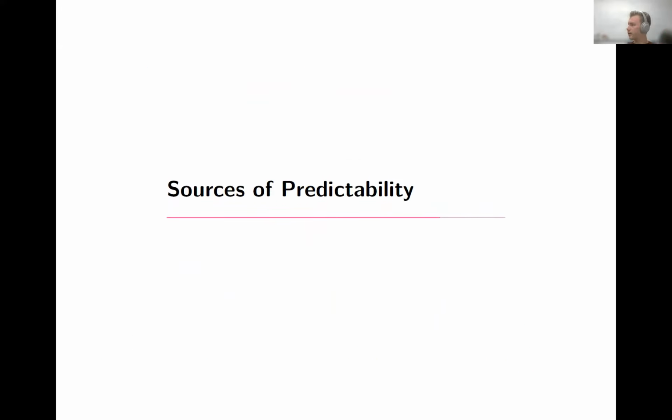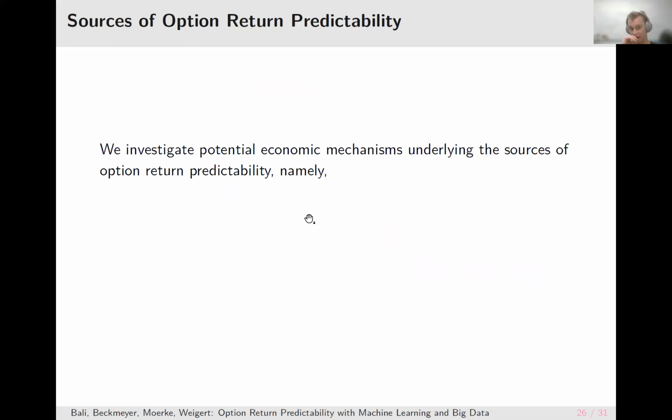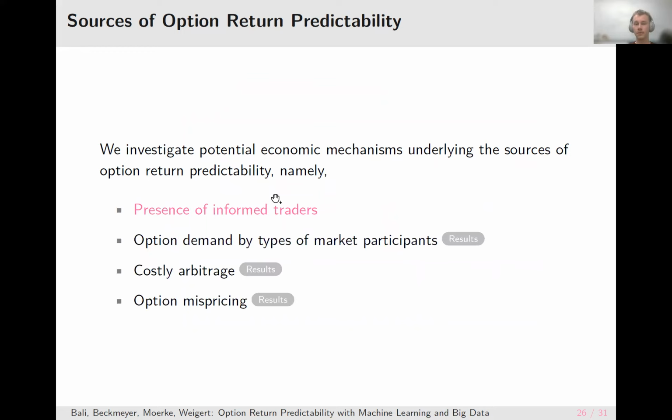So in the last, I don't know, like 5 minutes probably, I want to talk a bit about sources of predictability. And because of the time constraint, I will focus on one source right here, but we actually discuss 4 in the paper. So, we investigate whether there is an economically motivated mechanism and story behind this option return predictability that we find. And we consider the presence of informed traders. We consider whether demand pressure by different option market participants has an effect on this predictability. We also consider whether costly arbitrage plays a role. And then lastly, we have a look at more generically whether option mispricing can explain our predictability, at least in part. As I said, in this talk, I will focus on the presence of informed traders.